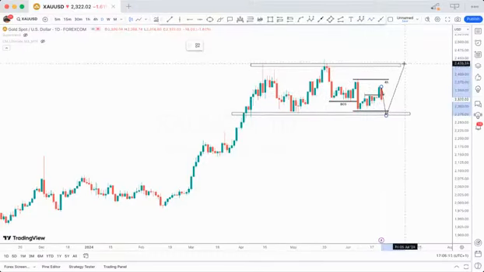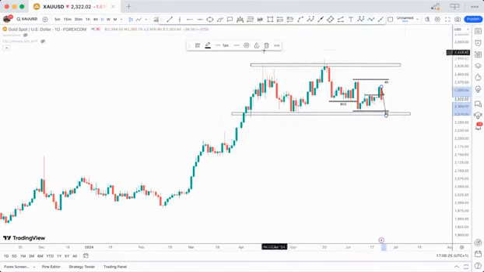Okay, so we always have to be open-minded, especially when we are analyzing the market. Okay, so this is daily, and you can see. Okay, so let's go back to 4 hours.